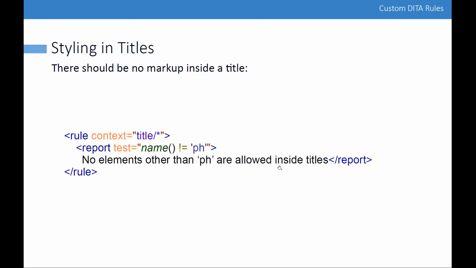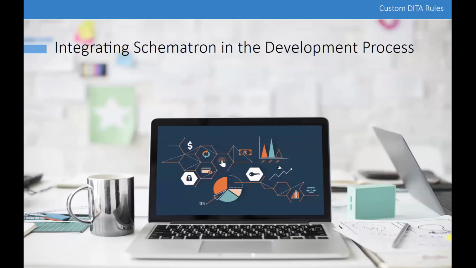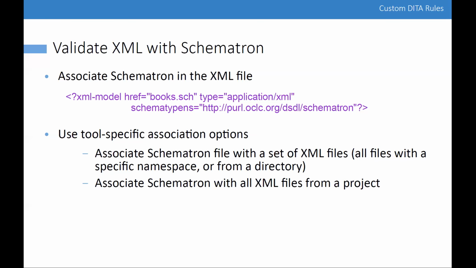So you use this report, and if the name of the elements from the title is different from ph, you report a problem. So you've seen how to create rules for DITA projects, and let's see now how you can integrate this rule in a development process and validate your content. In order to check the documents, you can associate Schematron directly with each file using a processing instruction, something like this, and specify the href, the type of the schema, and the namespace here. Or you can use tool-specific options.